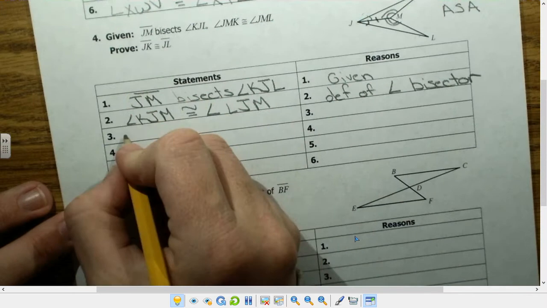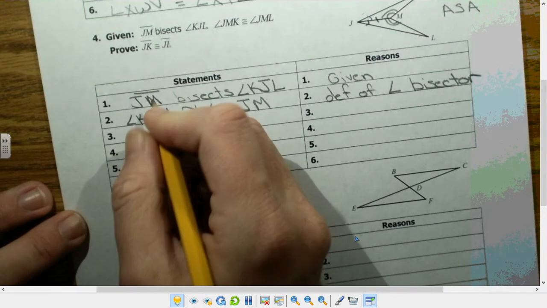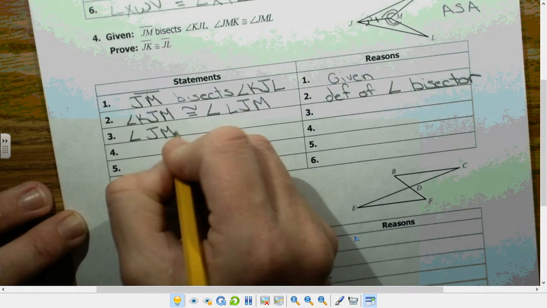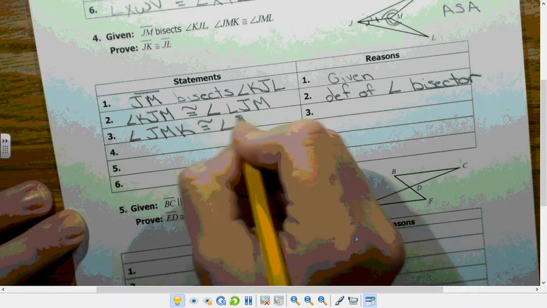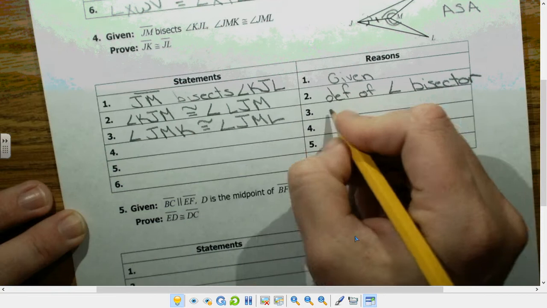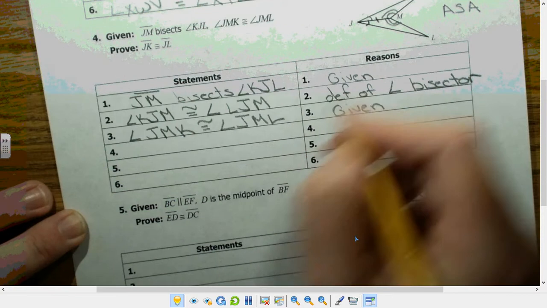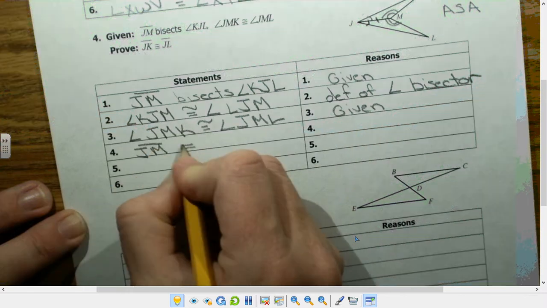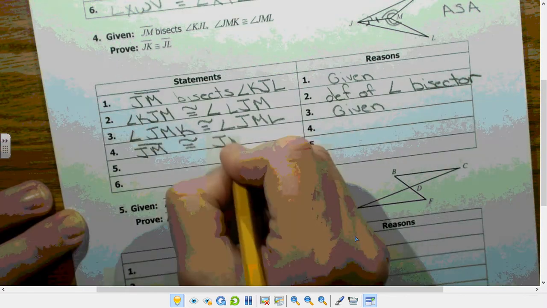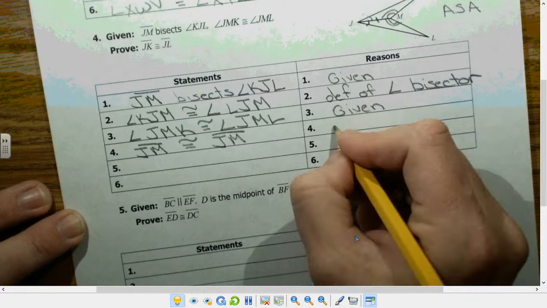Now we can say angle JMK is congruent to angle JML, and that's a given. And then we can say that this line segment is congruent to itself. JM is congruent to segment JM, and that is reflexive.